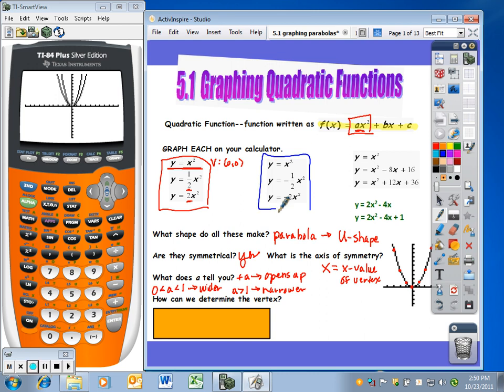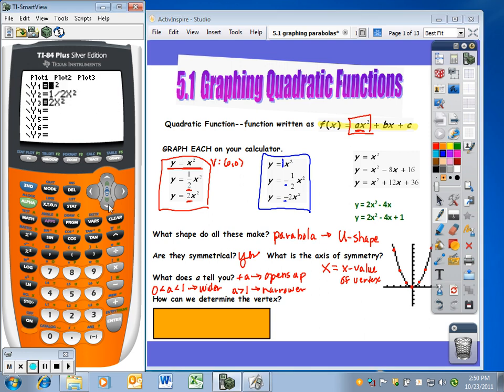Now let's investigate these. Again, I have the 1x squared, but this time I have a negative a in both cases. So let's try the negative 1/2 x squared. Let's turn that one on. There's x squared. There's negative 1/2 x squared. The negative opened down. Did the 1/2 still get wider in here than the 1? Yes, the negative opened down.